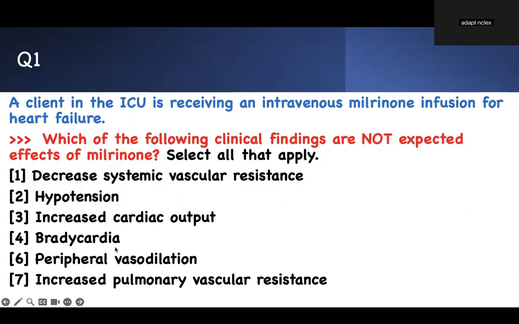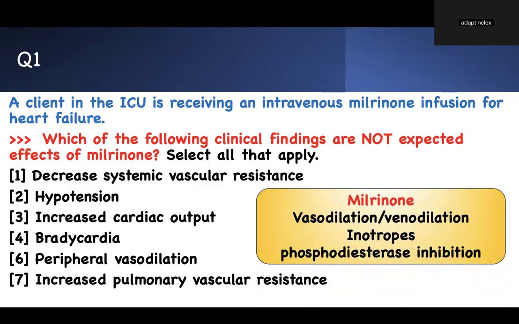First question. Client is in the ICU, receiving intravenous Milrinone infusion for heart failure. I give you a medication. I told you what it is for. Which of the following clinical findings are not expected as an effect of Milrinone? Select all that apply. What do you need to know is the medication and what is it used for? The buzzword for that medication is this.